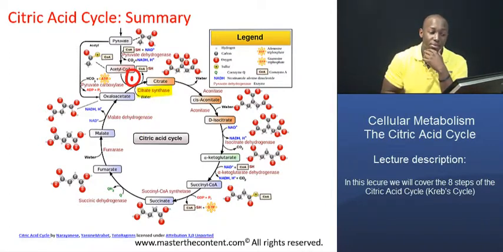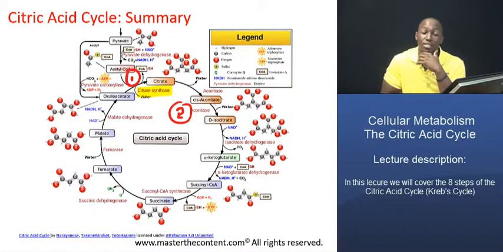In the second step of this process, we have our citrate right here, which is step 2, being converted into our isocitrate. Now, this reaction involves an intermediary, which is referred to as cis-aconitate, which is formed during that conversion. But the second step as a whole converts our citrate to our isocitrate.